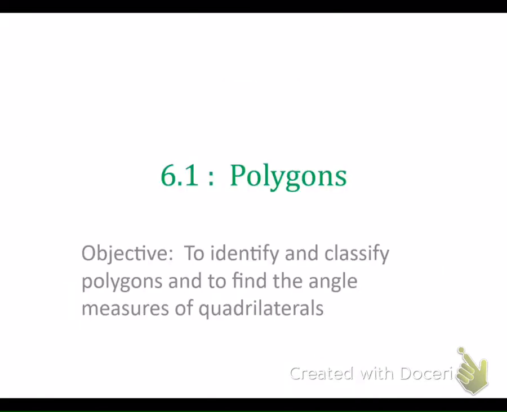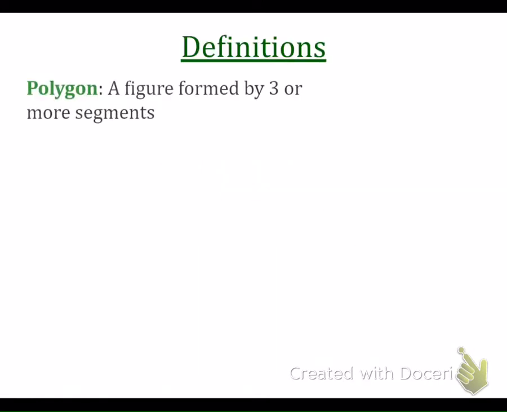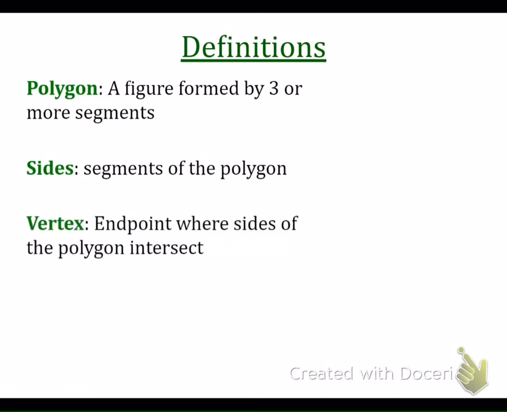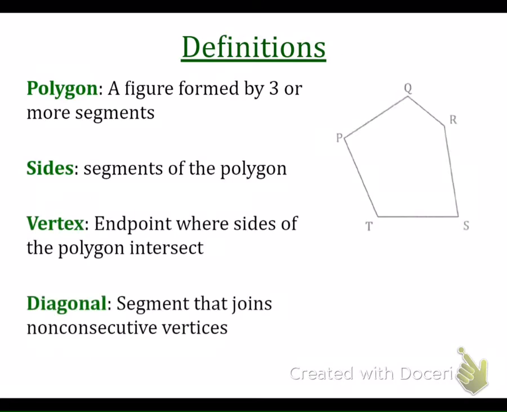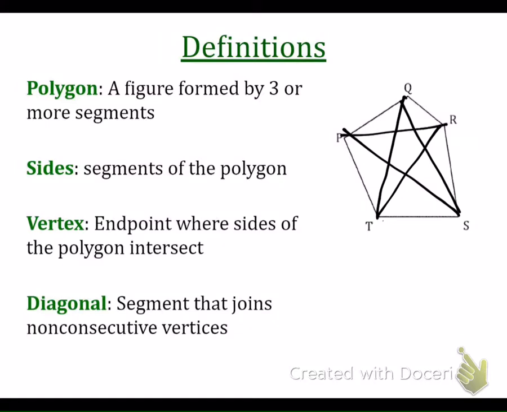6.1 is polygons. The objective is to identify and classify polygons and to find the angle measures of quadrilaterals. Definitions. A polygon is a figure formed by 3 or more segments. Sides are the segments of the polygon. The vertex is the endpoint where the sides of the polygon intersect. And the diagonal, that's a new one for us. It's a segment that joins non-consecutive vertices. So like those would be diagonals. Those would be diagonals. And that would have this diagonal and that diagonal.